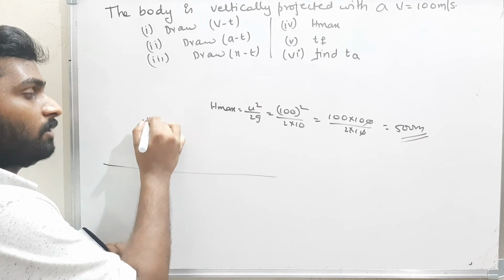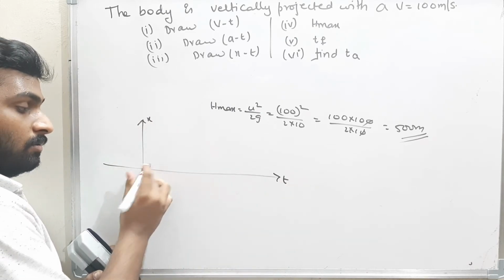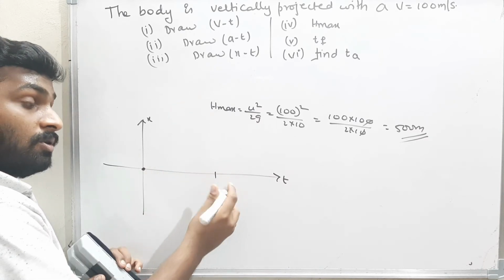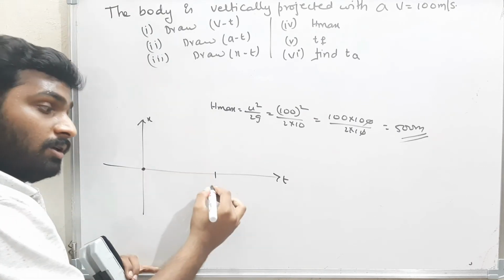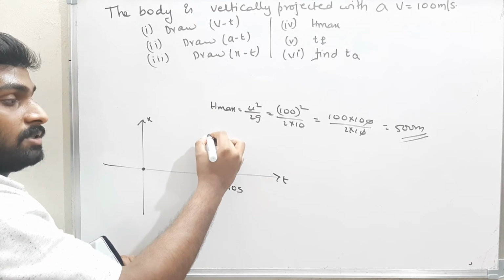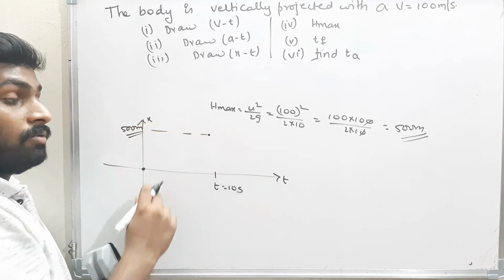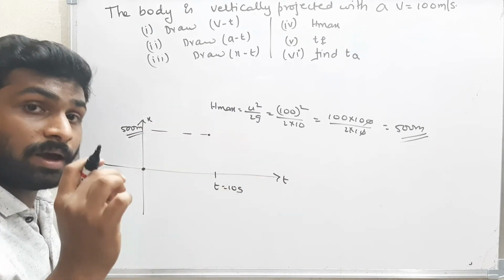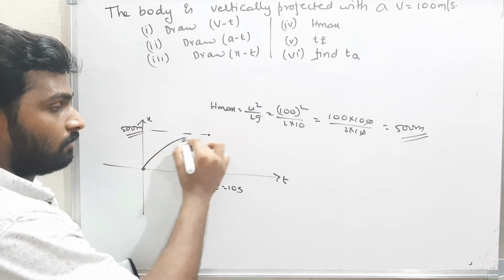How will the x-t graph be? Initial time t equal to 0, the position is 0. Now, the body will reach the maximum height at time t equal to 10 seconds. The body will be at this point, maximum, that is 500 meters. And now the body is moving with uniform acceleration. In an x-t graph, if it is uniform acceleration, that means it will be a curve. Therefore, it is a curve.